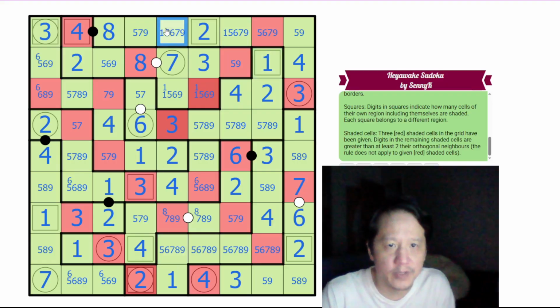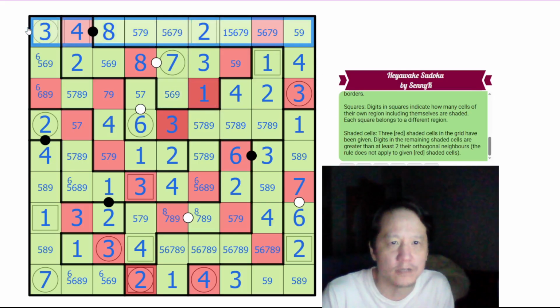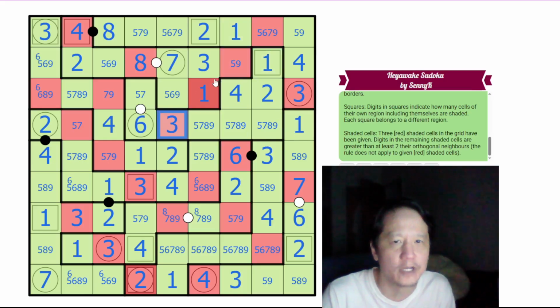Oh, 1 eliminates 1 here. And that forces this to be 1 here. And this can't be 1. Where's 1 in row 1? It has to be here. So this cell's always going to be greater than those 2. Same as that. That's going to be greater than 1. This is a given. That's given. This is greater than 2 and 1.